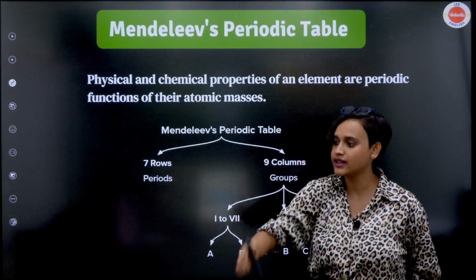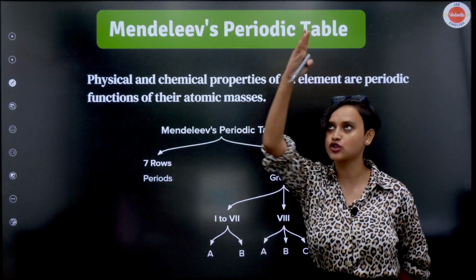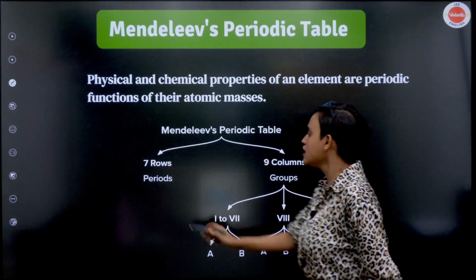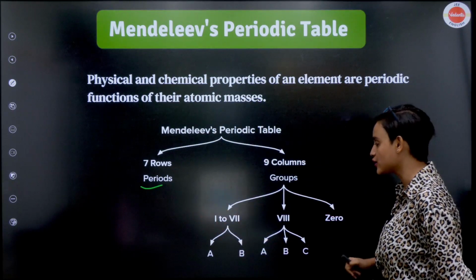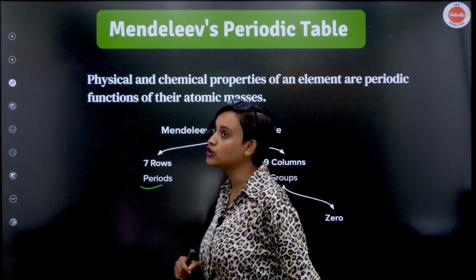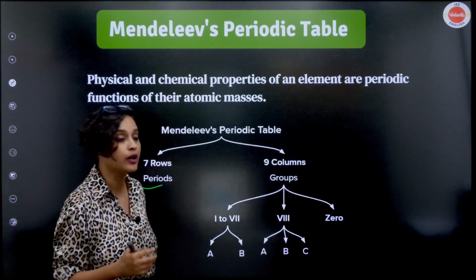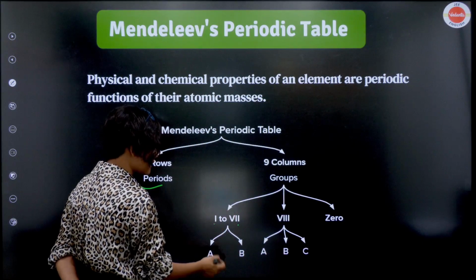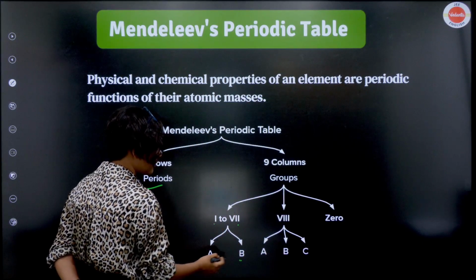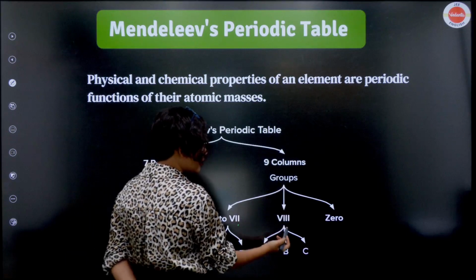And columns are vertical, top to bottom is a column, okay? So there were 7 rows and there were 9 columns, and they were named as groups. At that point of time, we did not have group 1 to group 18, but we had group 1 to 7, and all of these 7 had A, B, A, B, A, B. Then there was group 8.